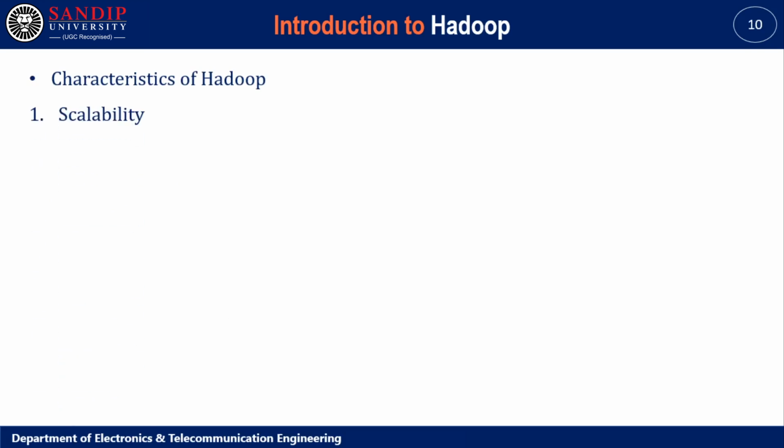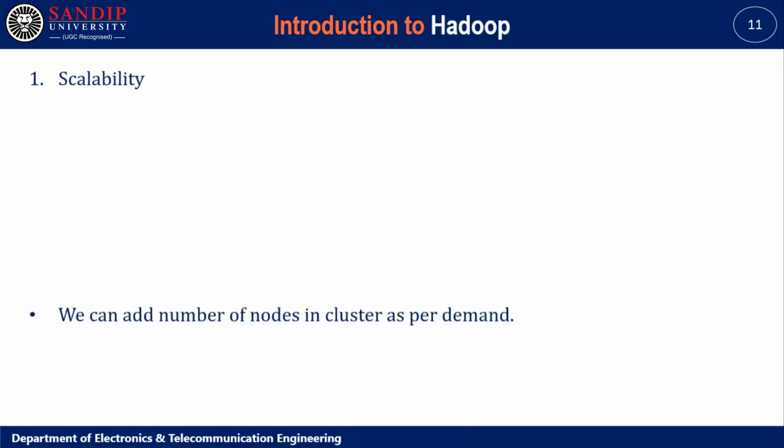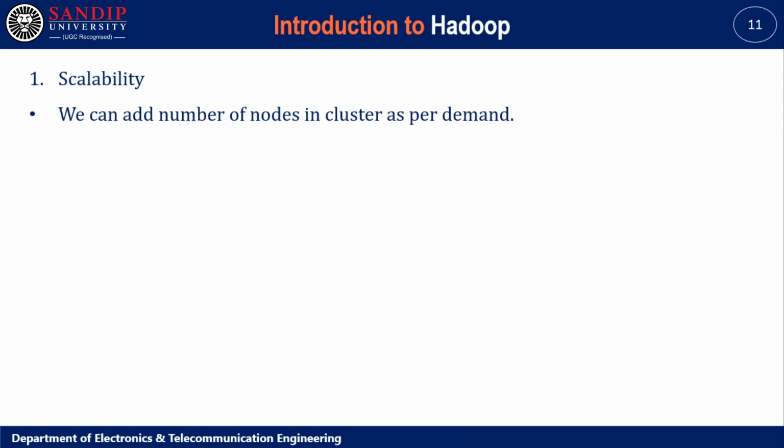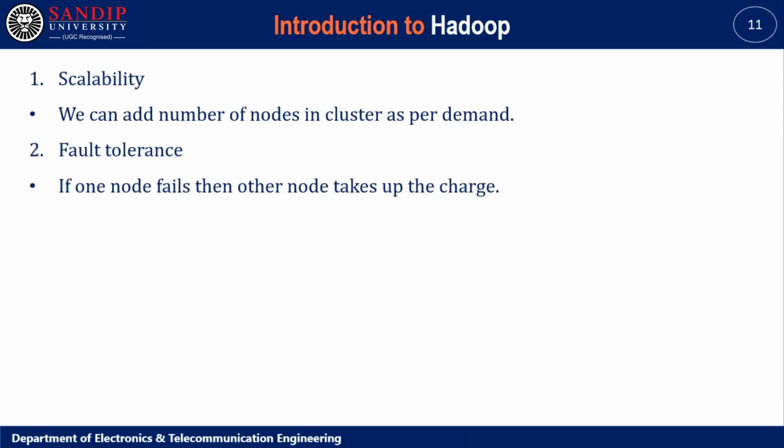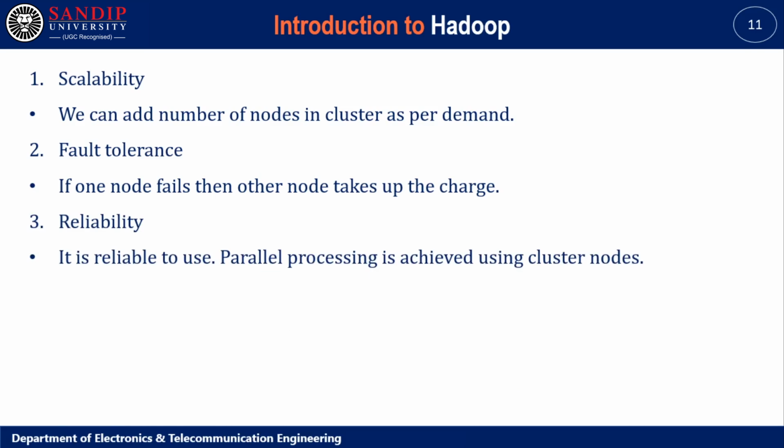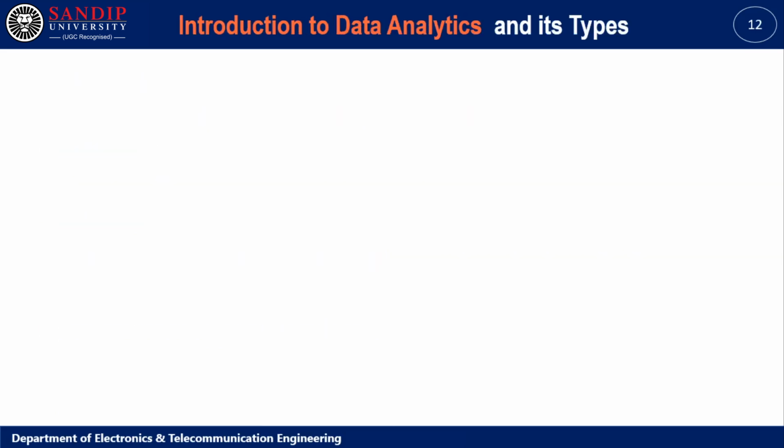Characteristics of Hadoop: scalability, fault tolerance, reliability, open source. First is scalability. We can add number of nodes in cluster as per demand. Fault tolerance. If one node fails, then other node takes up the charge. Reliability. It is reliable to use. Parallel processing is achieved using cluster nodes. Open source. User can use and change the code easily.